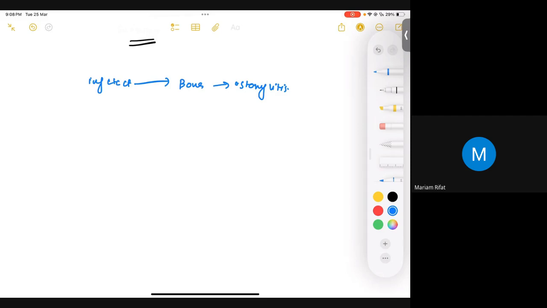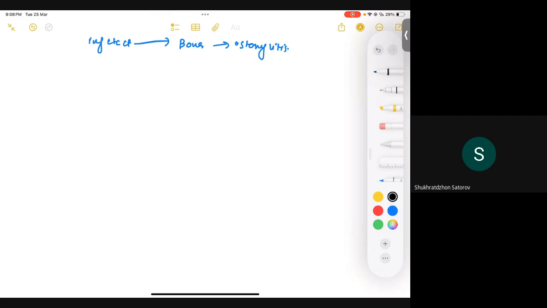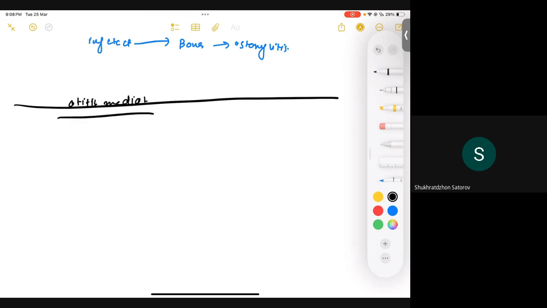Okay, perfect. So let's discuss our next condition, that is otitis media. Can you tell me what otitis media is, as the name suggests? Inflammation of the middle part of the middle ear. Perfect. So it's basically inflammation of your middle ear.